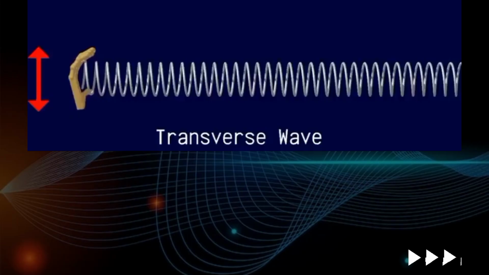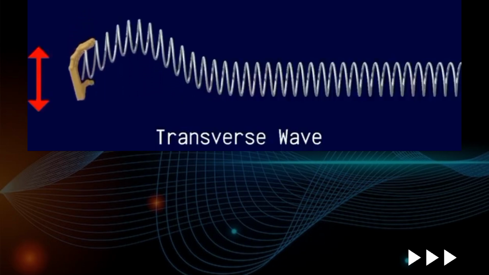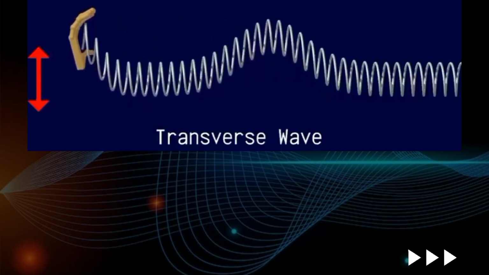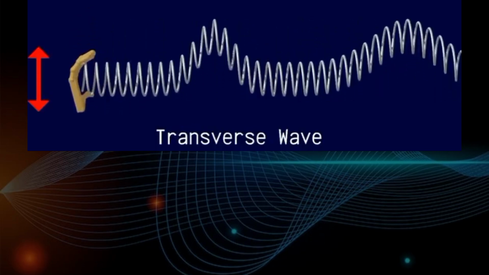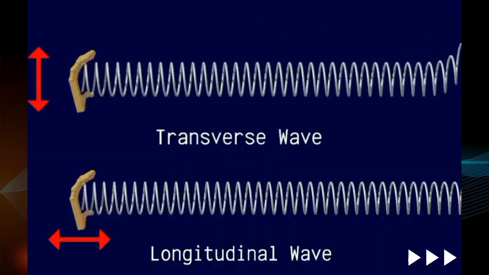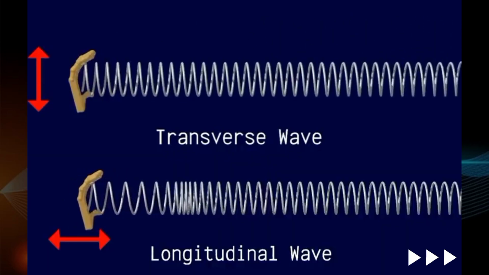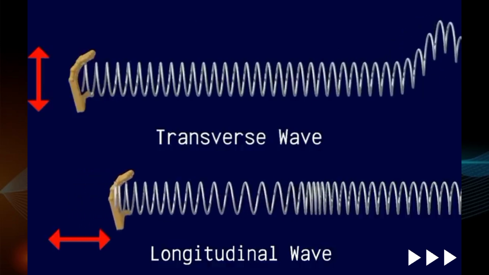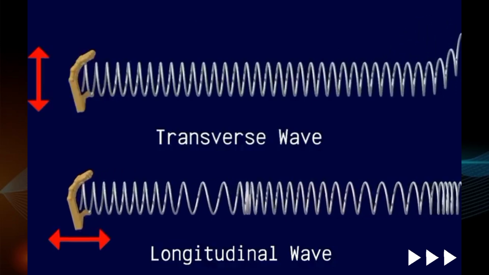There are two main types of mechanical waves, transverse waves and longitudinal waves. In transverse waves, particles of the medium move perpendicular to the direction of the wave, as seen in water waves. In longitudinal waves, the particles move parallel to the wave's direction, as seen in sound waves.